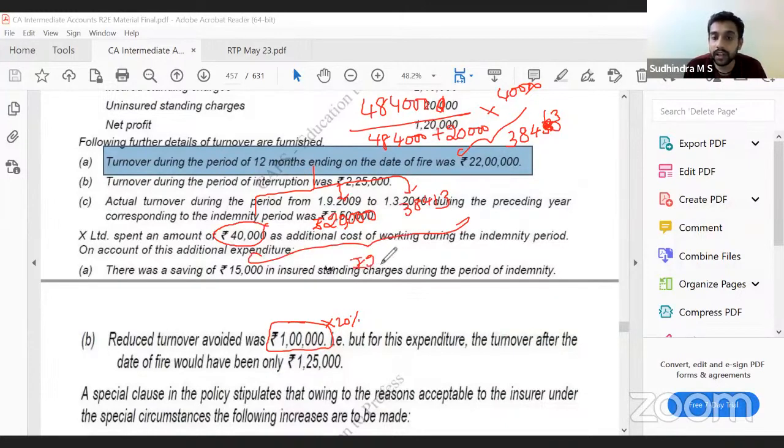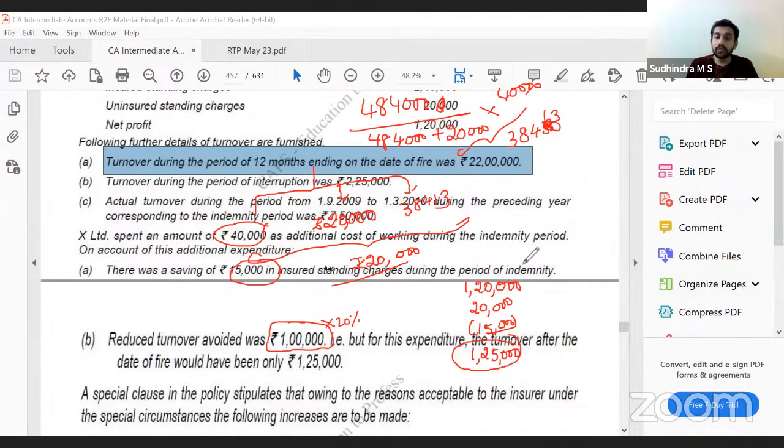20,000. Now, when we calculate the claim, we got profit loss due to short sales as 1,20,000. Then allowable additional expense 20,000. Is there any saving in insured standing charges? 15,000. So 1 lakh 25,000 is the loss. They are not asking us the loss, they are asking us the claim.